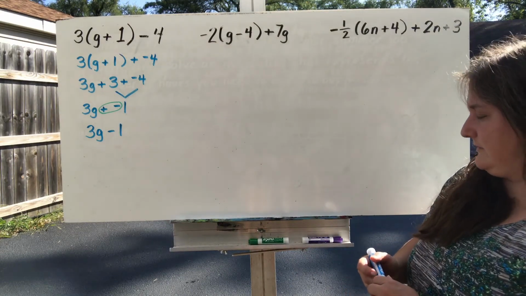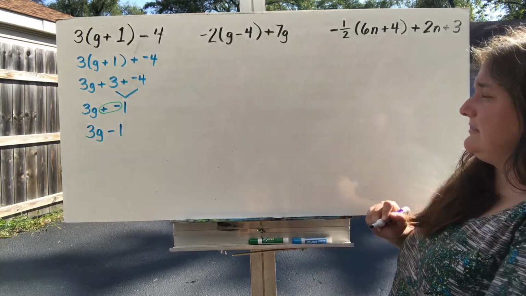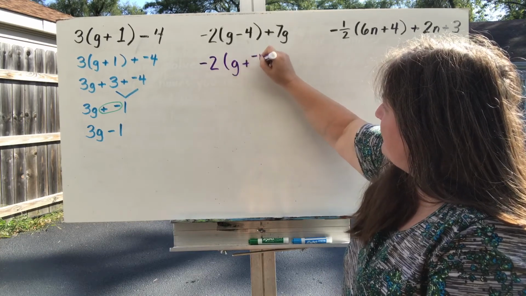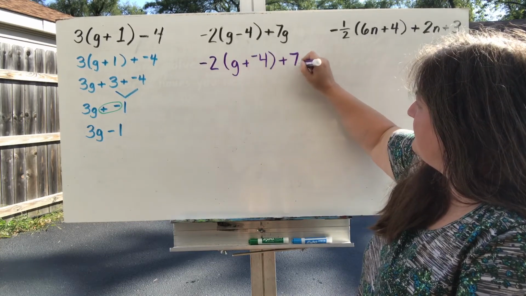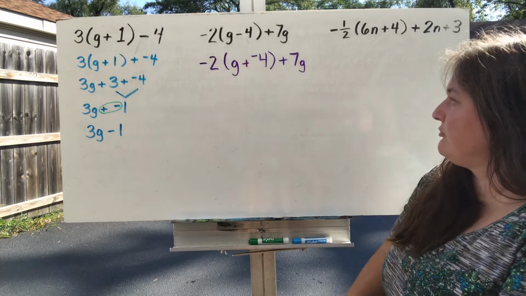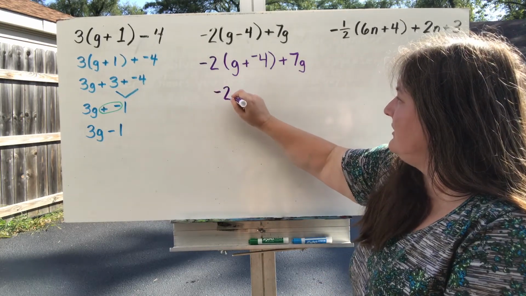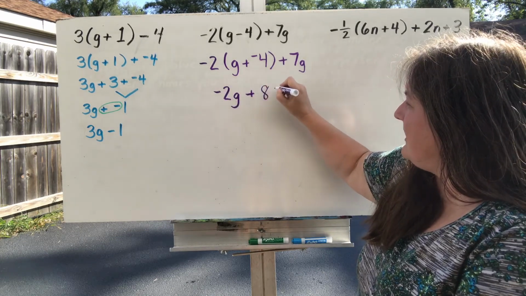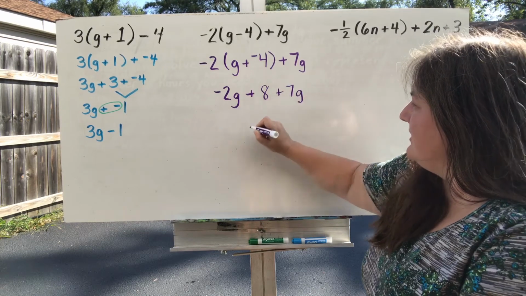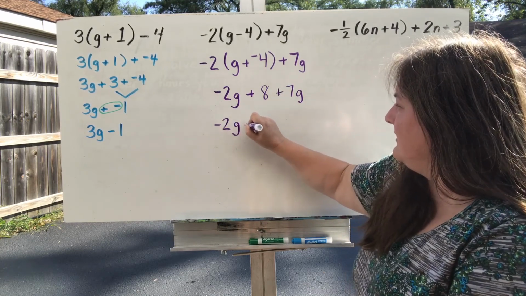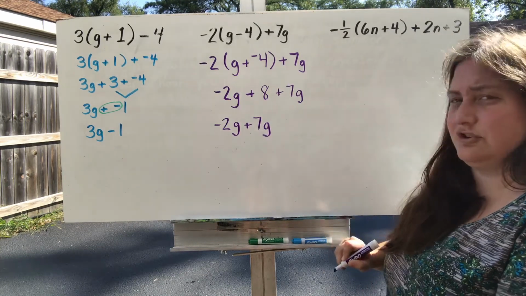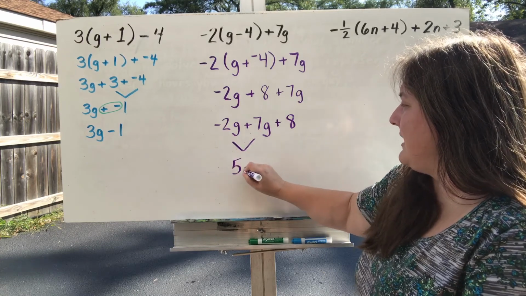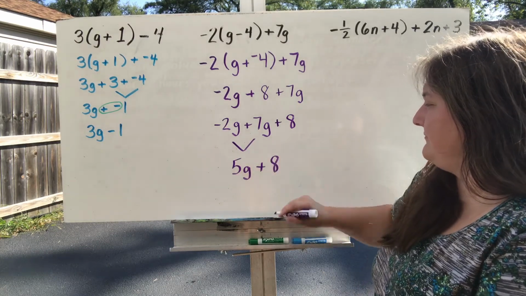All right, let's try another one here together. So first thing I'm going to do is write this as addition. So negative 2 times the quantity g plus negative 4, plus 7g. Now I'm going to distribute my negative 2. So I'm going to have negative 2g plus negative 2 times negative 4 gives me positive 8 plus 7g. I'm going to rearrange this so my negative 2g and my 7g are together, and I'm going to put 8 at the end. These two can combine to 5g plus 8.